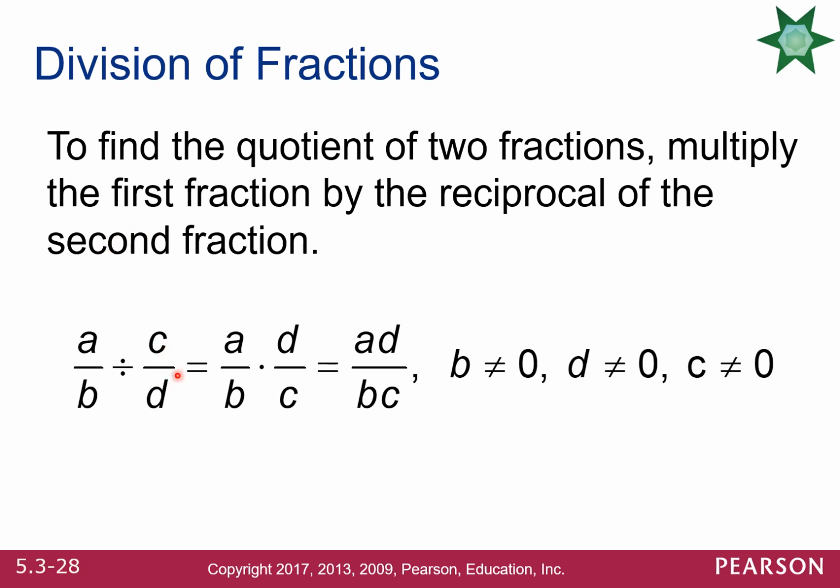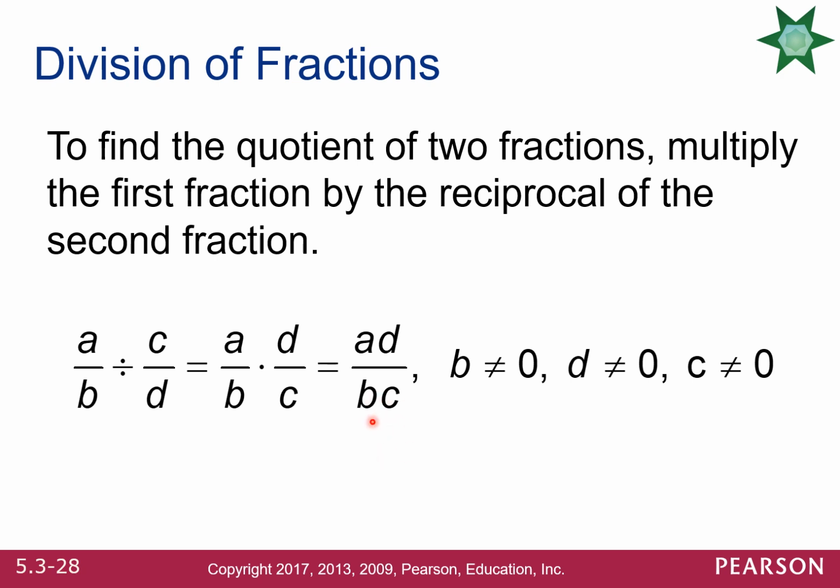All right, c over d becomes d over c. The first fraction doesn't change, it stays the same. It's the second fraction that you take the reciprocal of and multiply with the first fraction. But always keep in mind, in division we cannot have a 0 in the denominator. We can have a 0 in the numerator, that's fine, but the denominator cannot be a 0. It'll end up giving us an undefined value.